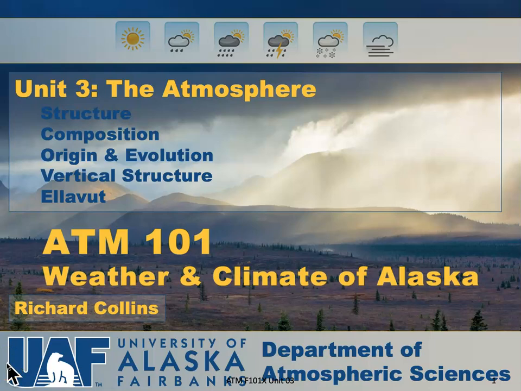Welcome to The Atmosphere, Unit 3 of ATM 101, Weather and Climate of Alaska. This unit explores two topics: the nature and composition of the atmosphere, and understanding of weather and climate. The unit's learning outcomes are to describe the basic structure of the atmosphere, explain how the composition of the atmosphere can change, interpret impacts of changes in the atmosphere on the Earth, compare different cultural approaches to understanding weather, and extend experience in observations and data analysis.